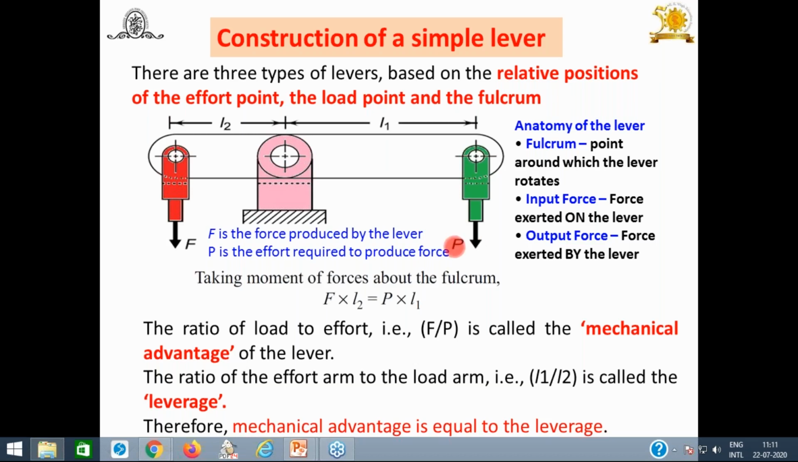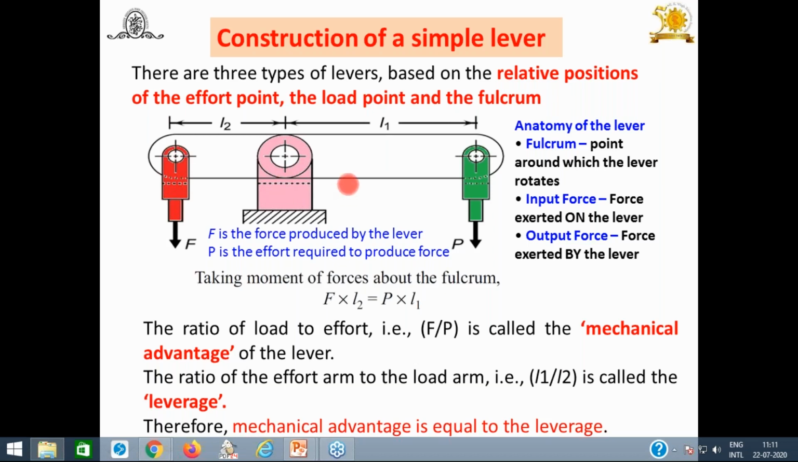Again, the force P is shown at one end of the lever, or rigid bar, and at the other end there is a force F. This P is nothing but the effort, or input force, and F is the force produced by the lever. Try to understand. F is the force produced by the lever when this effort P is applied. Effort P is required to produce this force F. And the lever is pivoted at this point.